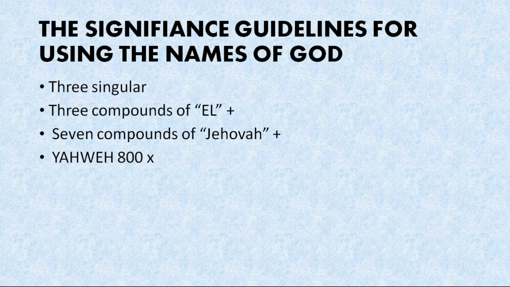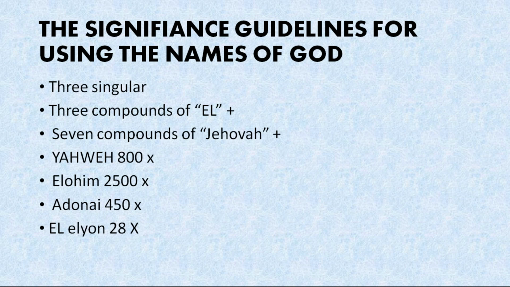Now, the word Yahweh is used 800 times. I thought that would be more, but Elohim is the one that is used the most, 2,500 times. You have Adonai at 450 times, and then El Elyon 28 times. So Yahweh 800 times, Elohim 2,500, Adonai 450, El Elyon 28 times. Now, the compound names of Jehovah cannot necessarily be traced as far as the frequency. Generally, it's probably just one time that I have been able to discover, but it communicates an aspect of God's nature, character, or person in a meaningful situation to the person who received the name of God.